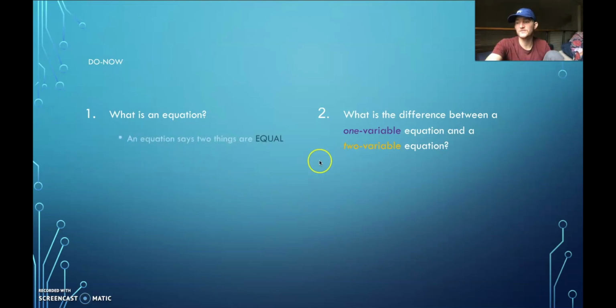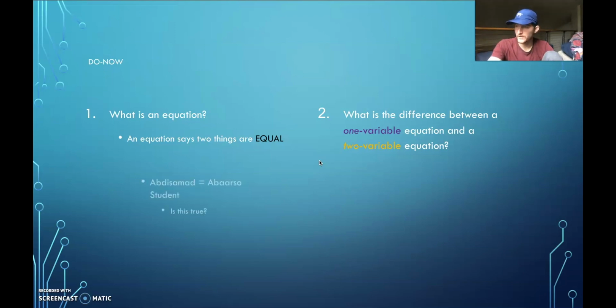So our first step here, an equation says that two things are equal. They can be two quantities. They can be two sides of an equation with multiple variables. So you can have simple expressions or more complex expressions, but it's just saying that two sides of the equal sign would be equal to each other.